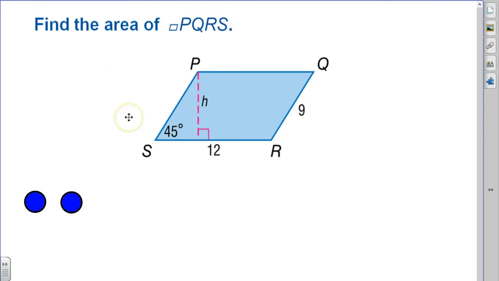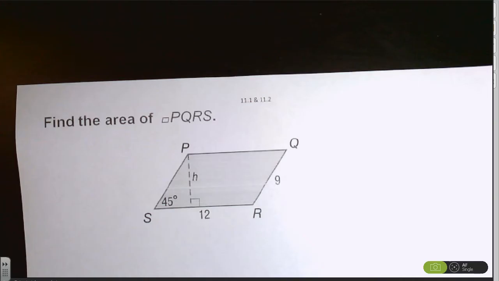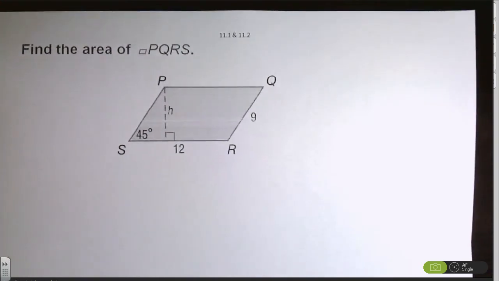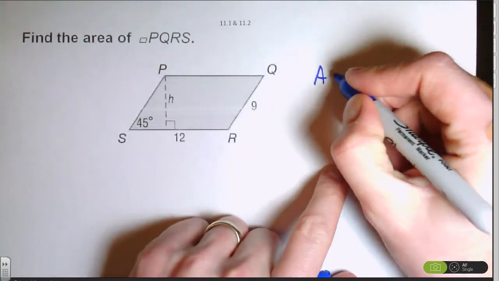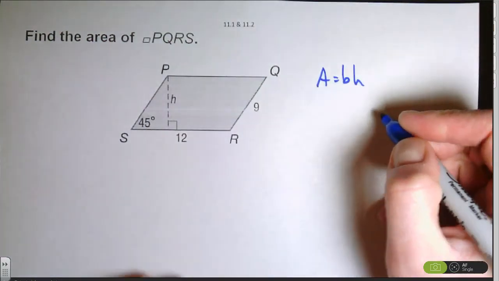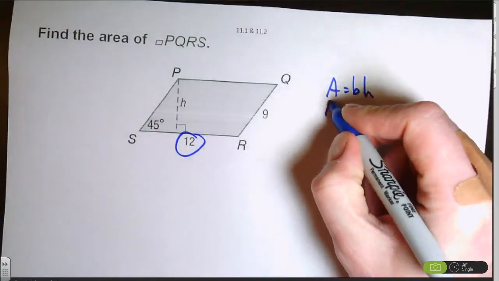Okay, so another one. Again, find the area this time, not perimeter, just area. All right, now looking at this one, we have to remember what kind of figure we have here. And we have a parallelogram. So area equals base times height. The base is obviously 12, so that's not a big deal.